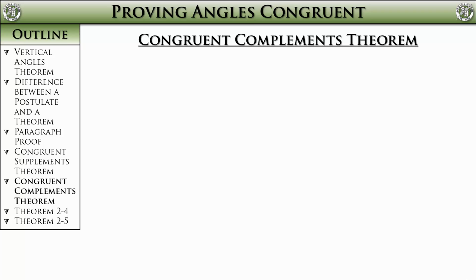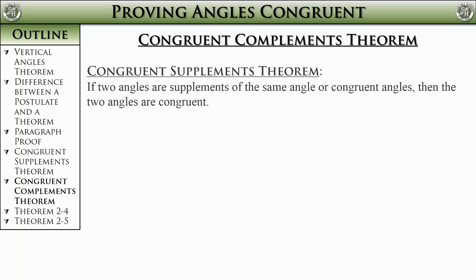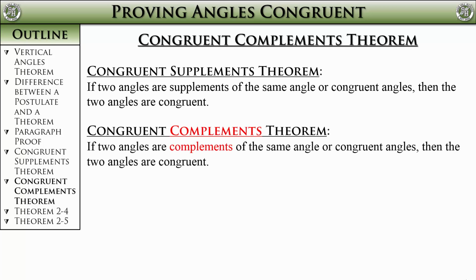Then we have the congruent complements theorem, which works just the same as the congruent supplements theorem, except we make one tiny change. Based on the name, you can probably guess the change. This was the congruent supplements theorem. This is the congruent complements theorem. In red, I've highlighted the change. Just change one word in the title and one word in the definition, and you are done.